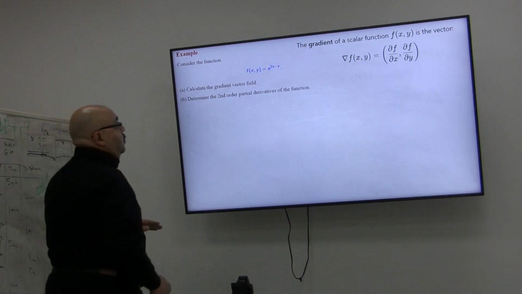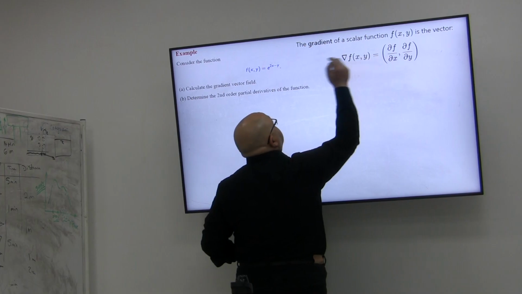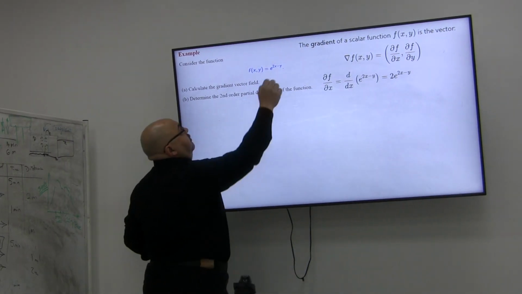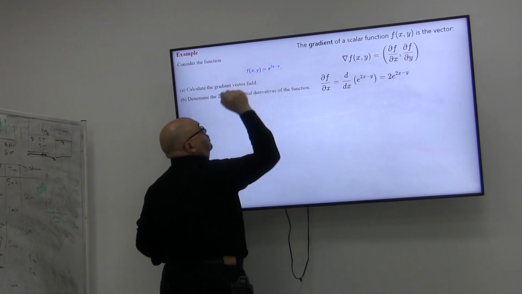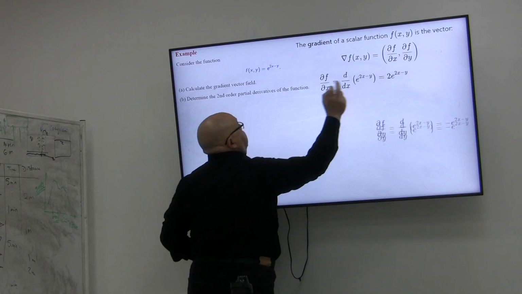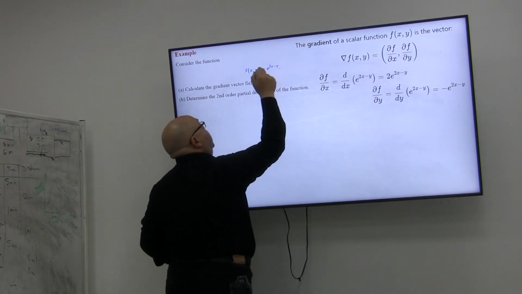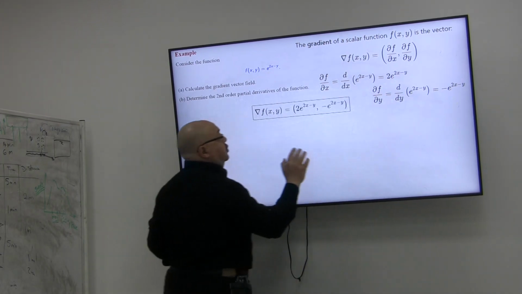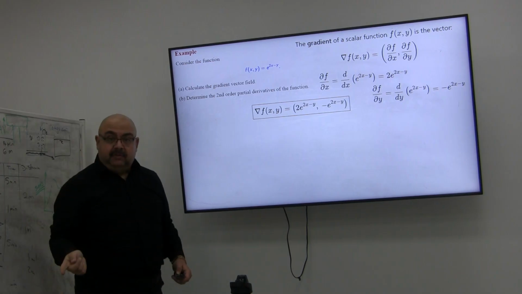So once more, if I want to get the gradient vector, I will differentiate with respect to x and then differentiate with respect to y. Differentiating with respect to x, it will be e to the power of 2x minus y times 2. That's the derivative. Differentiating with respect to y, it will be e to the power of 2x minus y times -1. That's the value. The second step, so the gradient vector is in front of you. I want to get the second order derivatives.